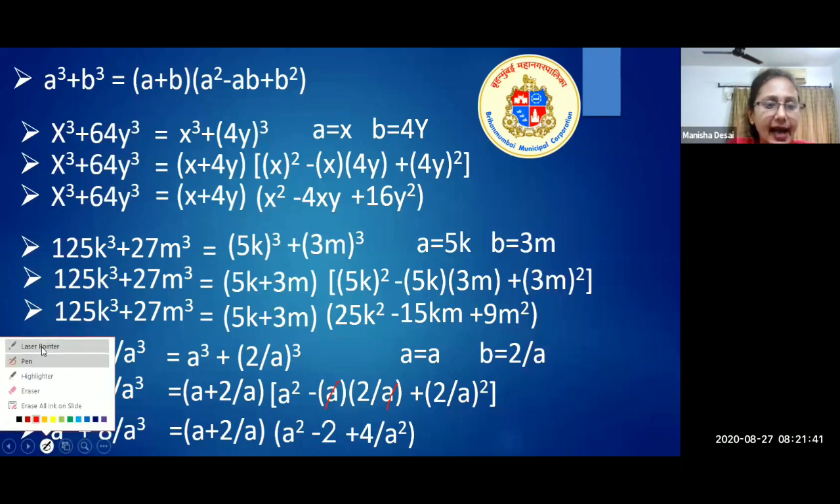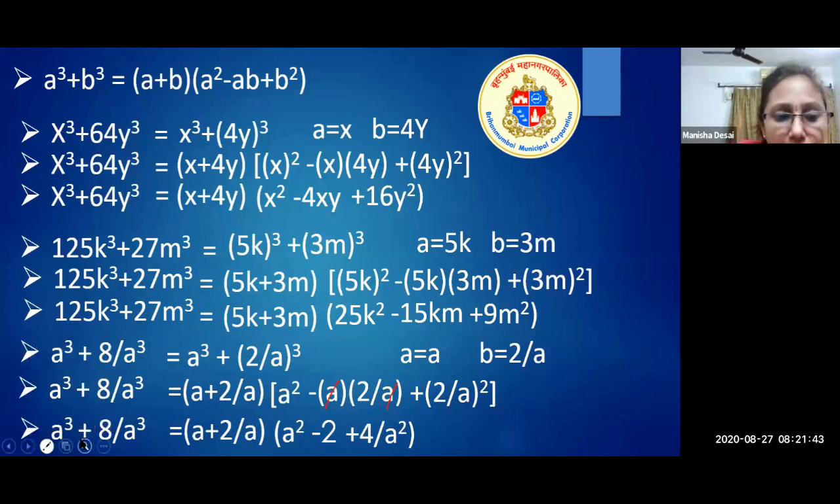So we can say that a cube plus 8 upon a cube is equal to a plus 2 upon a into bracket a square minus 2 plus 4 upon a square. Okay.